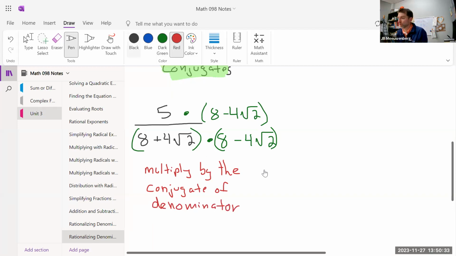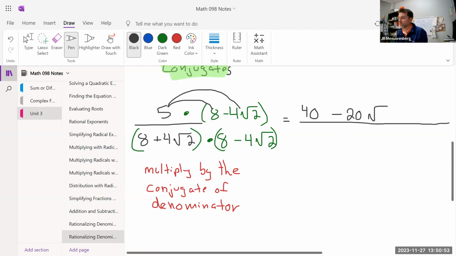This takes a little work. These are a little messier. So it takes binomial distribution, which is FOIL. So let's do the numerator first. 5 times 8 is 40. 5 times 4 radical 2 is minus 20 radical 2. Not 22. 20 radical 2.